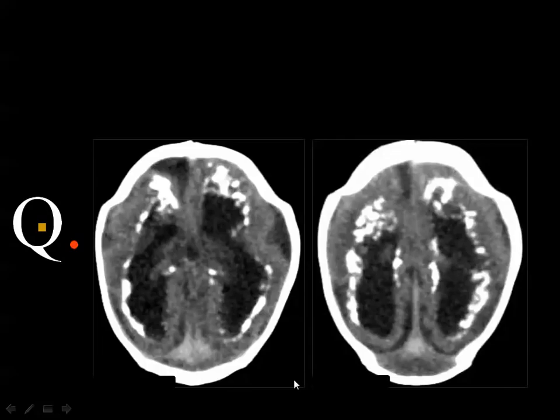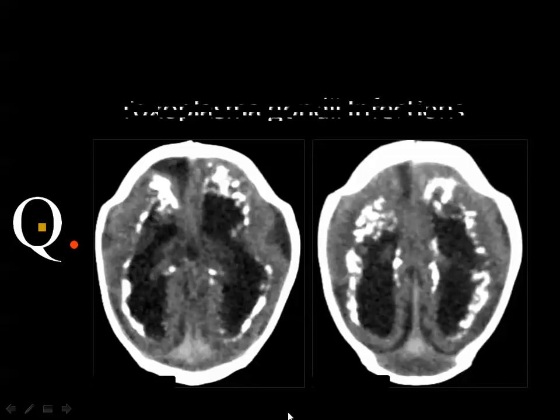Axial CT scan of the brain without contrast showing extensive periventricular calcification intimately related to the wall of the ventricle, diagnostic of cytomegalovirus or toxoplasma. This was proved to be toxoplasma.